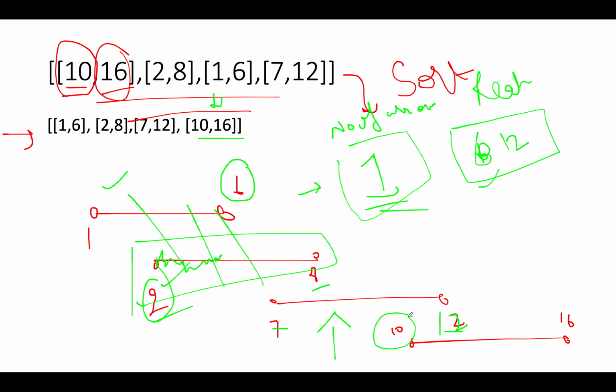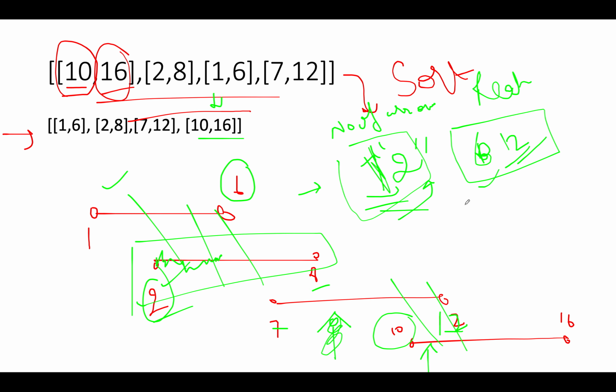So 10 definitely lies within the reach of my previous balloon. That means again I'll shoot the arrow not from here but somewhere between 10 to 12, so that both the balloons can be bursted in a single shot, as a result of which the answer gets updated to 2. Pretty simple and straightforward. We are done with bursting these two balloons as well. And the total number of arrows that we have used here is 2.